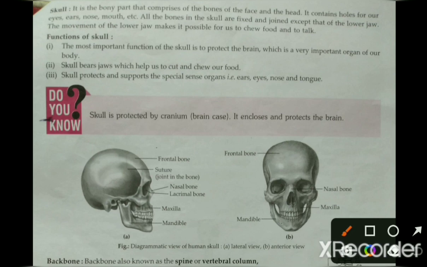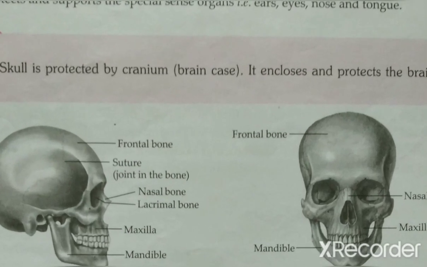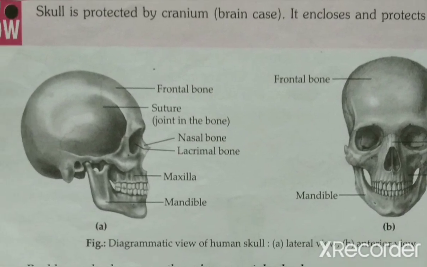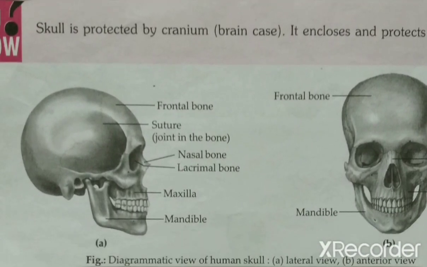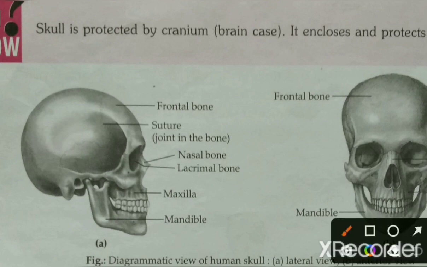Let's see the parts of the skull. These are the parts of the skull. Here you can see the frontal bone, right? As I said, the joints present in the skull we call the sutures, which are immovable. The bone which you find in your nose part is the nasal bone, and the bone where the eye is situated in the skull is called the lacrimal bone. The upper jaw is called the maxilla and the lower jaw is called the mandible.